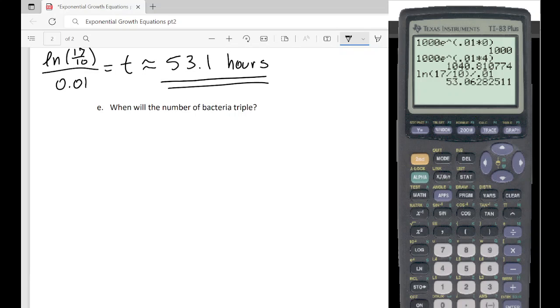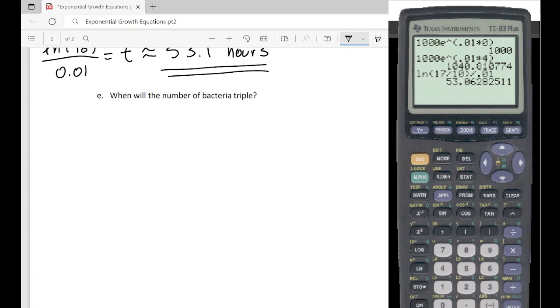Now, when will the number of bacteria triple? Well, we've got to know our initial amount, which was in part A, which was 1,000. So triple that would be 3,000. So we're going to set our equation equal to 3,000, 3000 = 1000e^(0.01t). And now we're going to solve for t again. Divide both sides by 1,000. We're going to get 3 = e^(0.01t). Natural log of both sides.